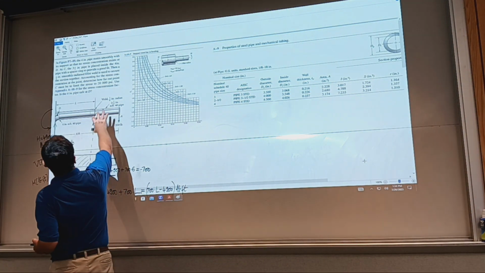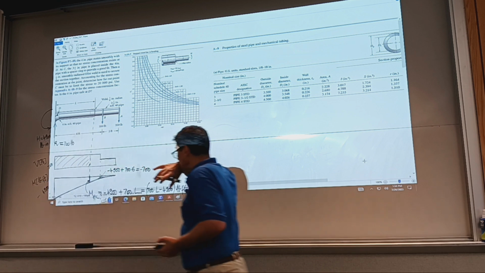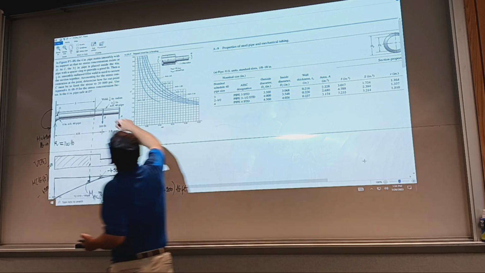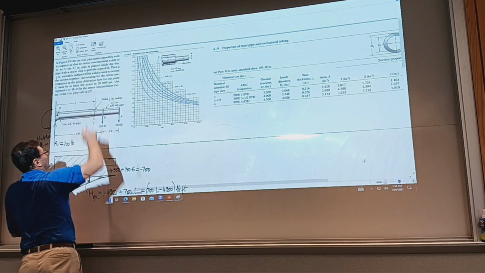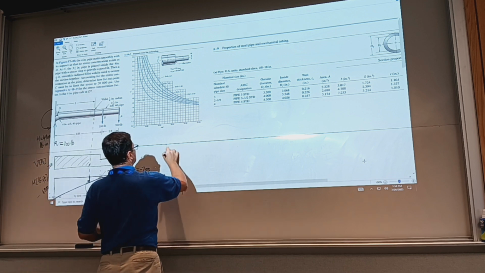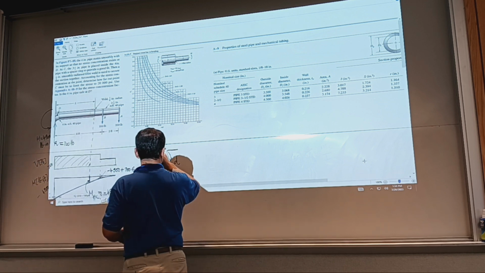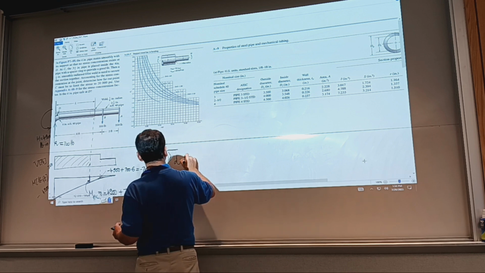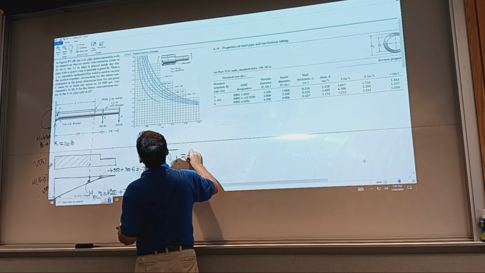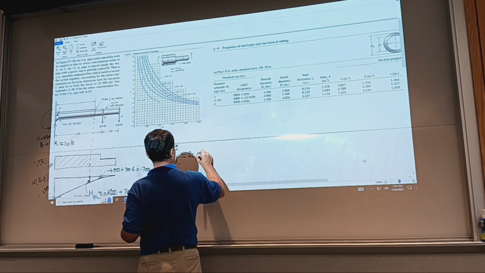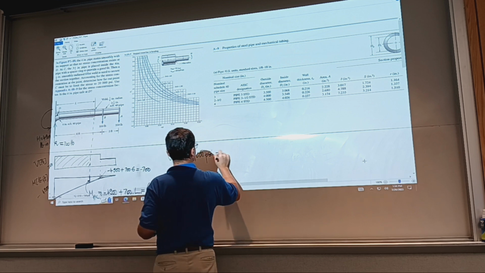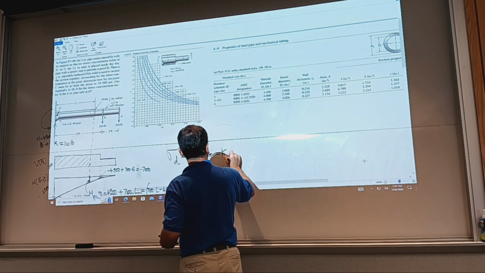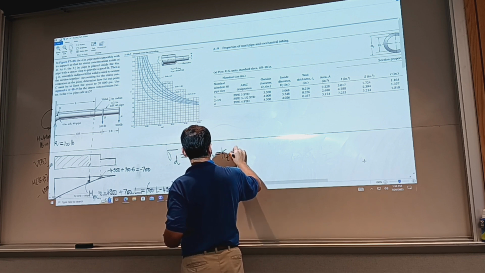We need to state the problem requirement. So design stress sigma d has to be, at the limit case, 20,000 psi, and this is going to be stress concentration factor times sigma nominal.